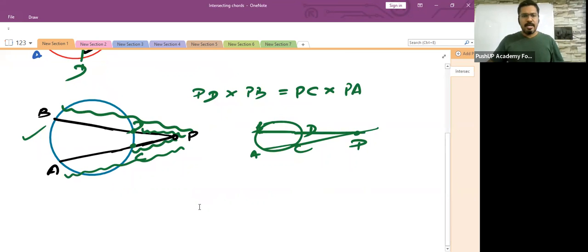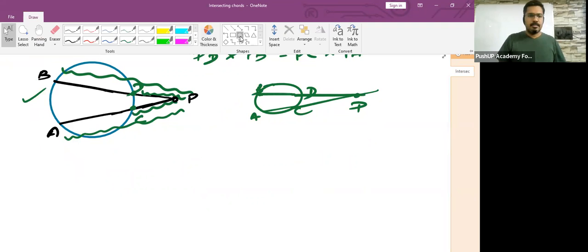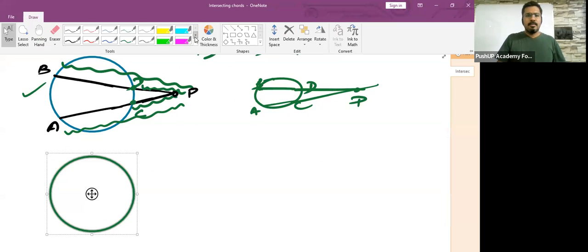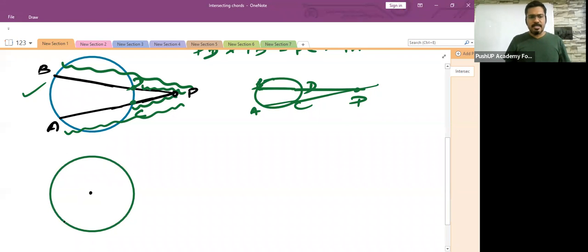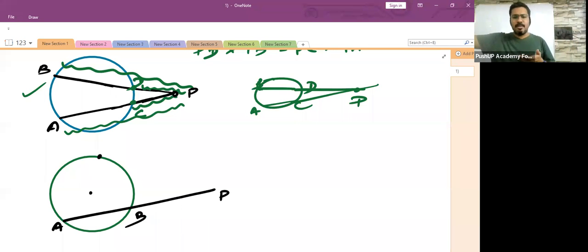Fine. The third scenario. Imagine, children, you have a circle with a center O, and then you have a chord, say for example, AB is the chord. That chord AB has been extended further to a point P, which is lying outside the circle.